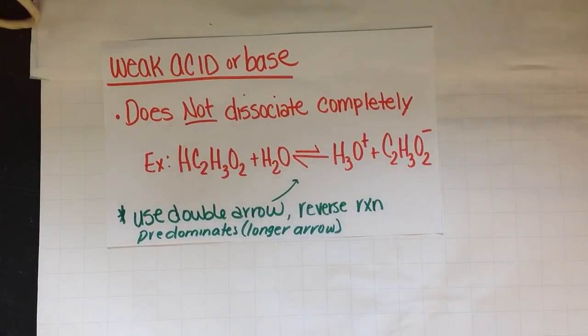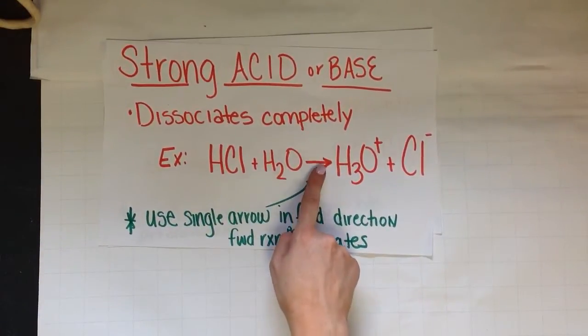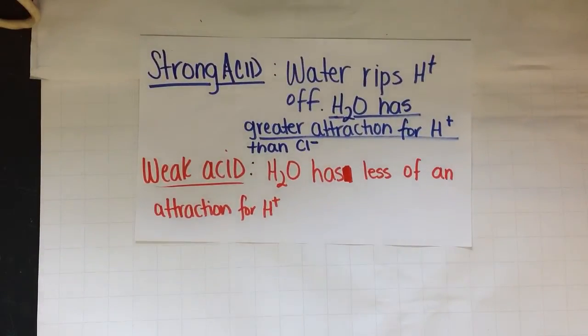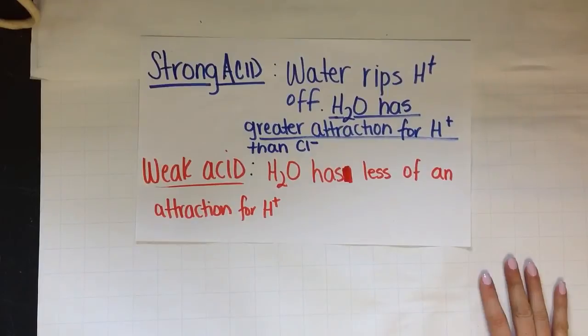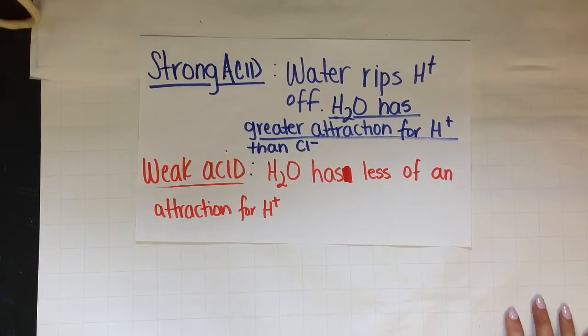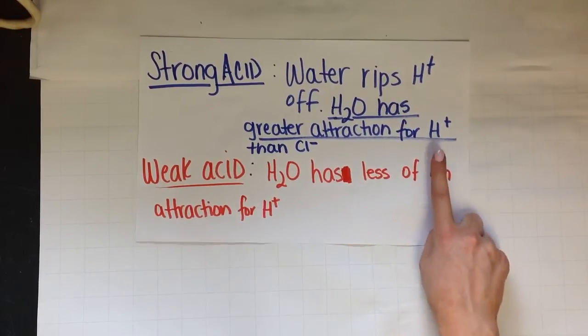The single arrow means I have something strong. So there is the key. I would write that down. So a few things just to kind of summarize here. Strong acid, remember, the water is the one that rips that H+ off. That H+ comes off because water, right, is a polar molecule with charged ends. And so it has a greater attraction for the H plus than the Cl did.